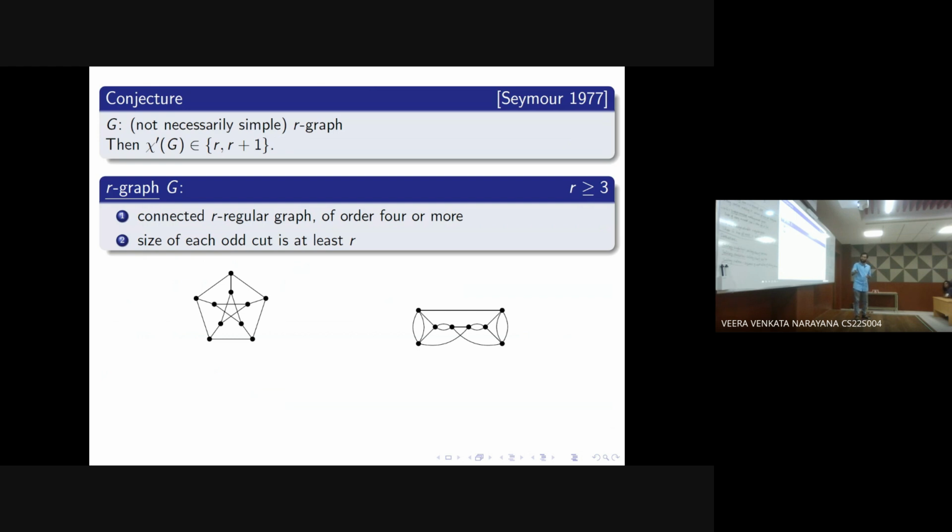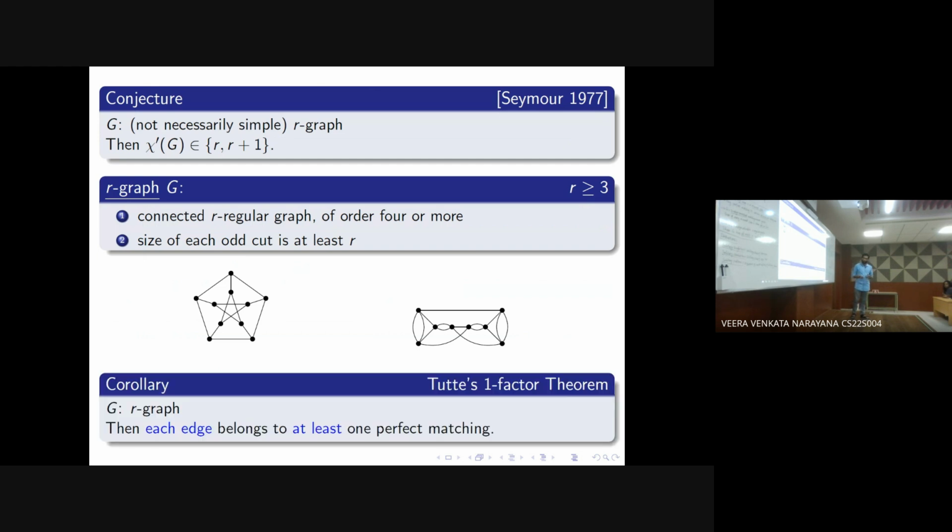So here are 2 examples of R graphs. This is a simple 3-regular graph, but still it requires 4 colors. This is a 4-regular graph, not simple, but it requires only 4 colors. That you need to observe. So from the famous Tutte one-factor theorem, we get as a corollary that each edge in an R graph belongs to at least one perfect matching.